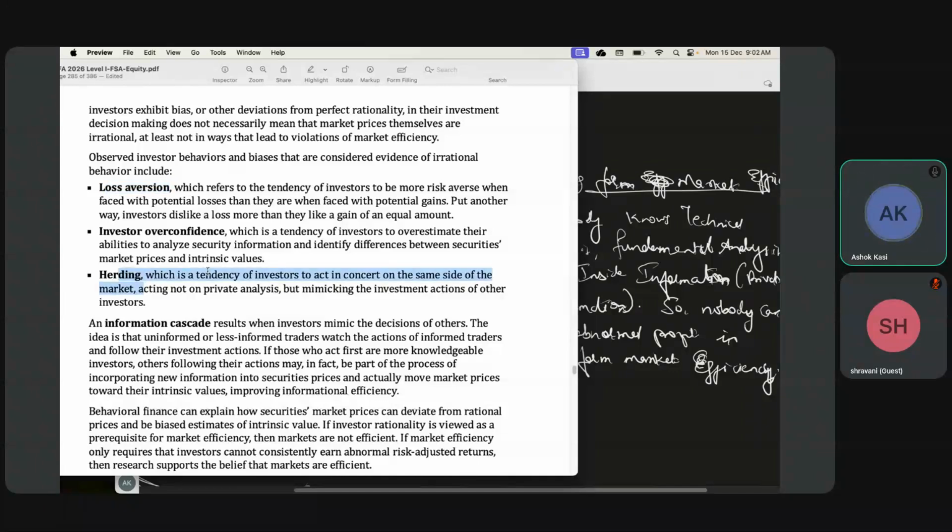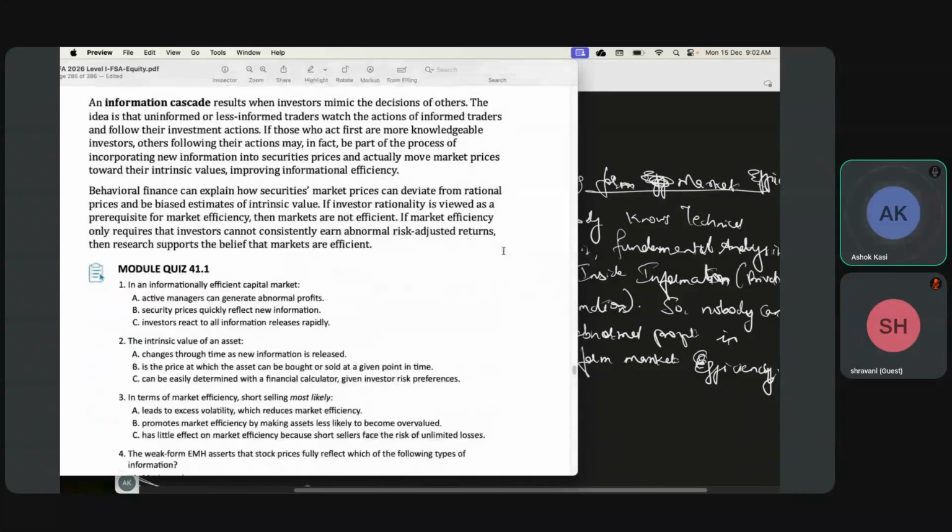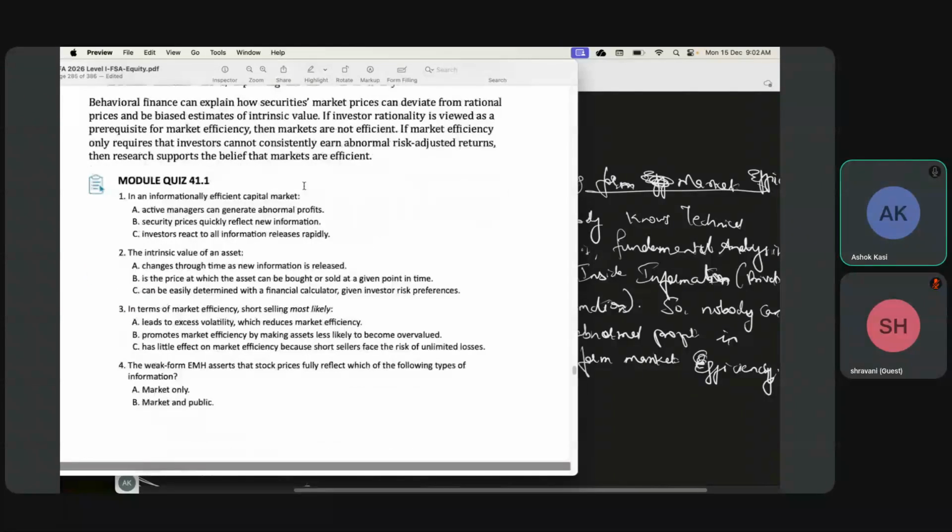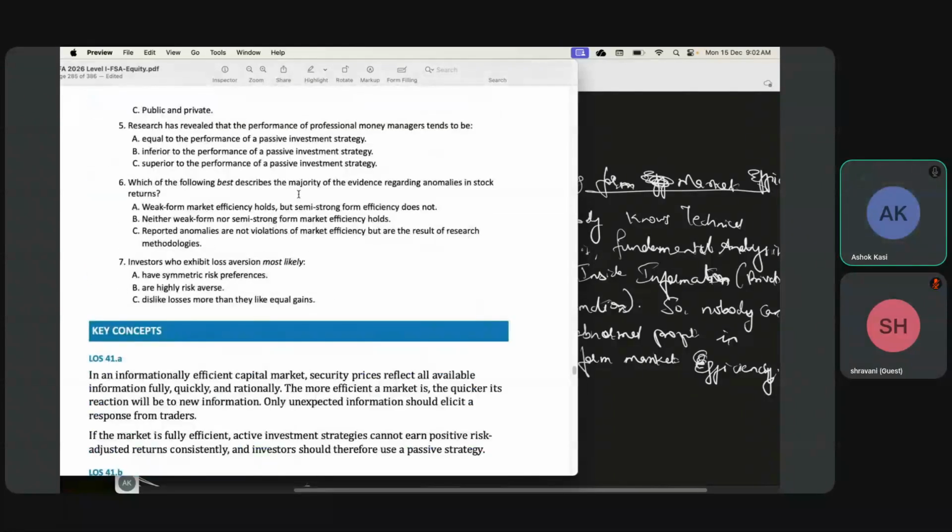Then herding mentality. Herding means just because everybody is doing it, you will also follow. Everybody is buying, let's say, Reliance, so you are also buying Reliance. That is herding mentality. Information cascade means information spreading out. So this is all normal only.